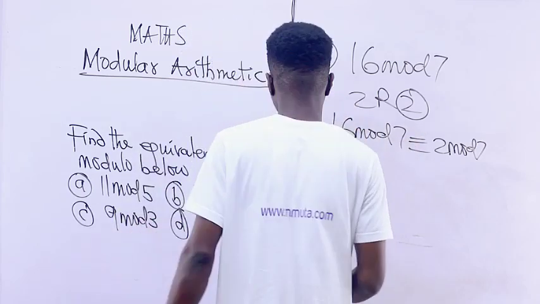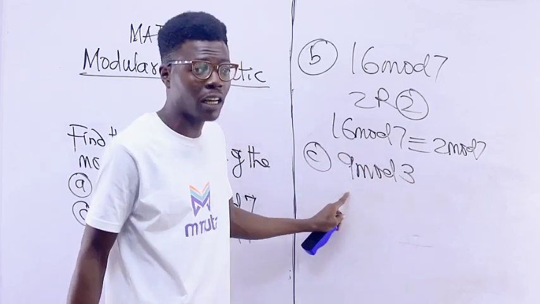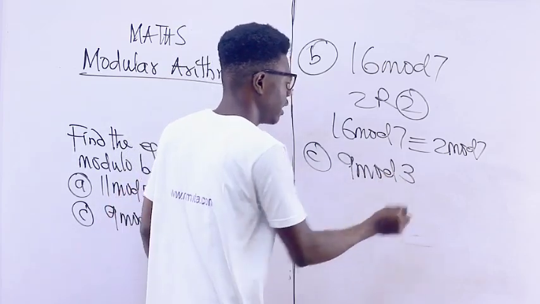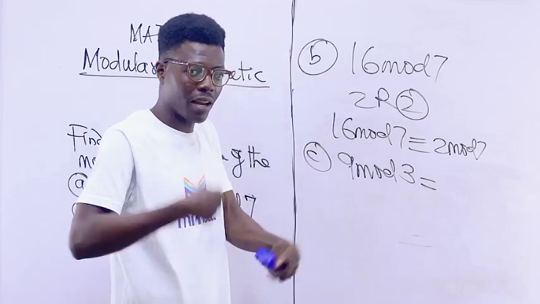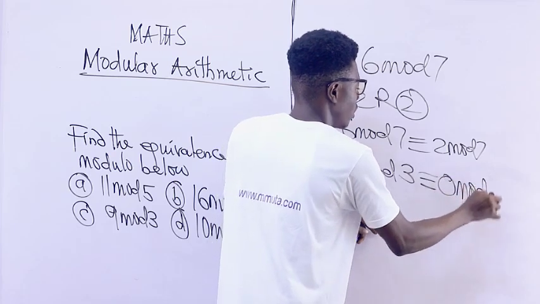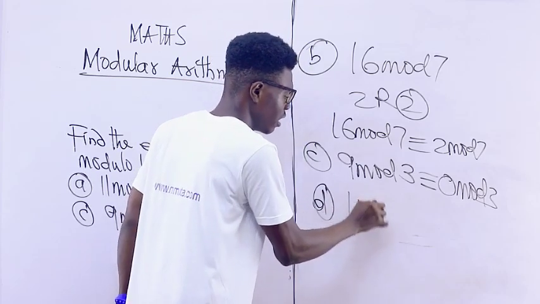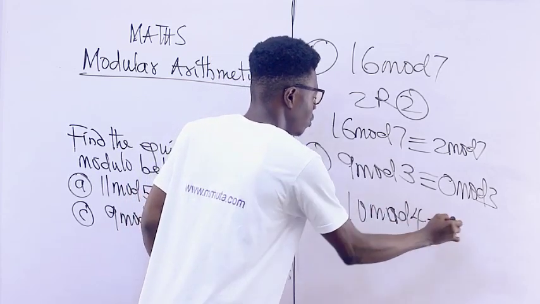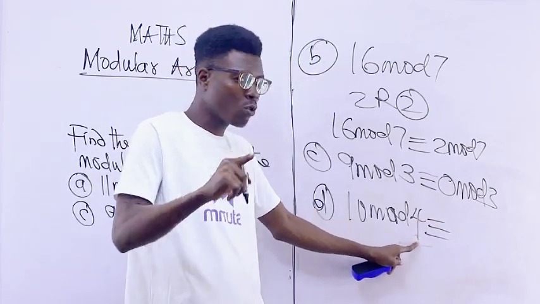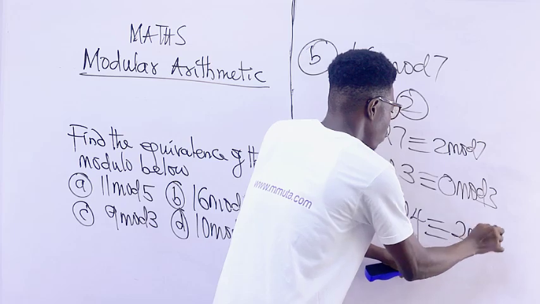Okay, in this 9 mod 3, we have our C to be 9 mod 3. How do you simplify this, or how do you find the congruence of this? In same mod 3, you say 9 divided by 3 is going to give 3 whole number, remainder 0. Therefore, the congruence, the remainder is what we are picking. We say 0 mod 3. In this case, we have 10 mod 4. We have our D to be 10 mod 4. How do you resolve this and find the congruence? You say 10 divided by 4 is going to give 2 remainder 2. Therefore, the congruence or the equivalence of this is going to be 2 in mod 4.